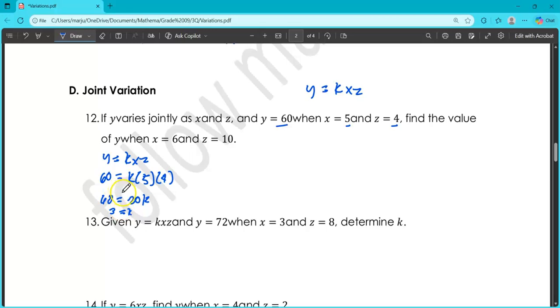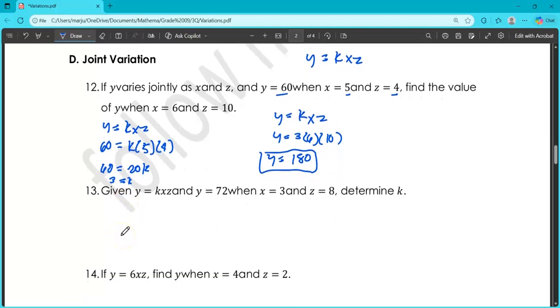Since I have that, I'm going back here. y equals kxz. I'm looking for y. So y equals, my k I know is 3, my x is 6, and my z is 10. So y is equal to 60 times 3, that is 180. So this is our answer.